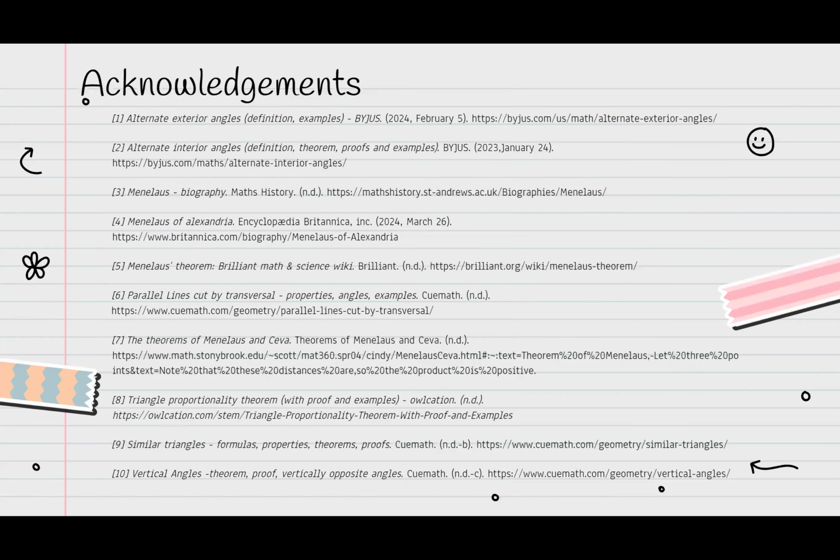All right, so those were the 2 proofs for cases A and B for Menelaus' theorem. And then this slide contains the sources that were utilized for the information on the slides, and they are labeled numerically, and the source that was used in each slide can be found on the bottom of the slide.